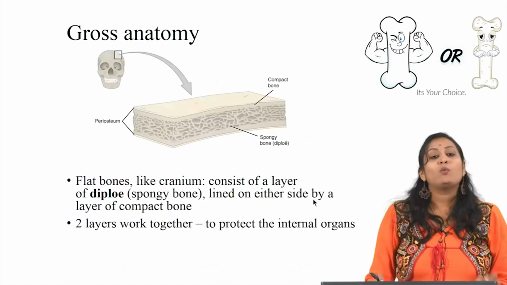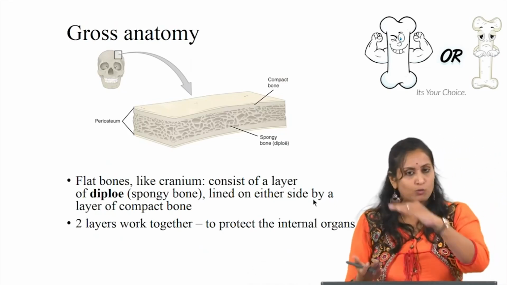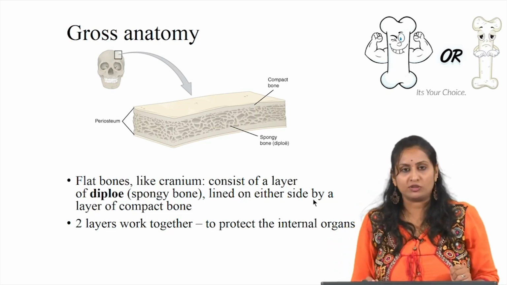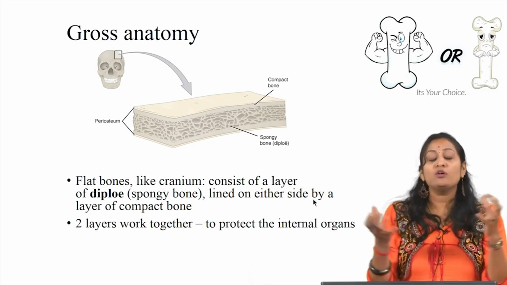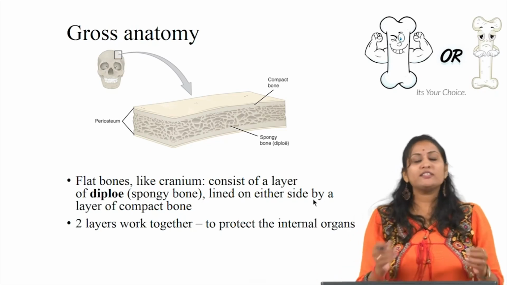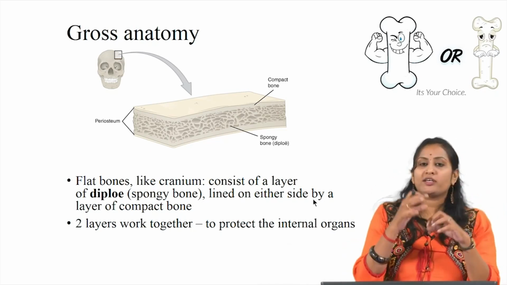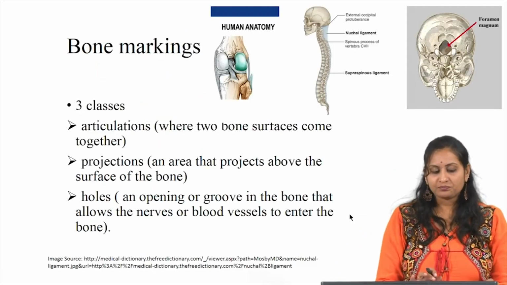the friction. Whereas flat bones like the cranium are made up of a layer of spongy bone lined on either side by a layer of compact bone. So, the layer of spongy bone and the two layers of compact bone work together to protect the internal organs. If there is any fracture in the outer cranial bone, the brain is still protected by the inner layer of compact bone.